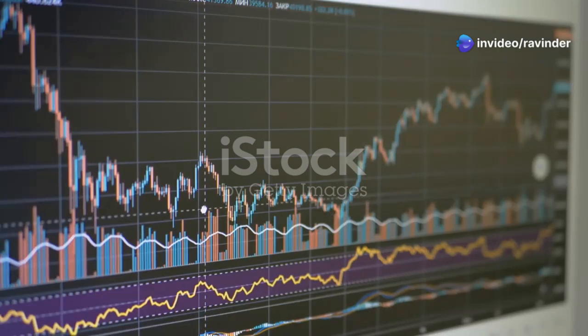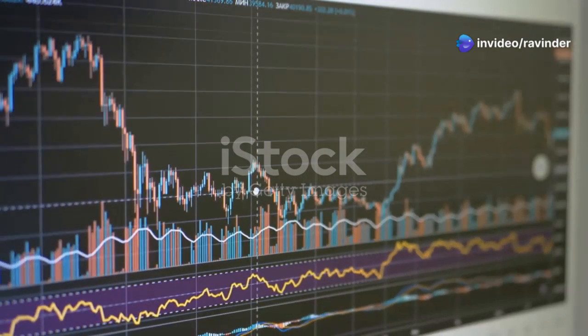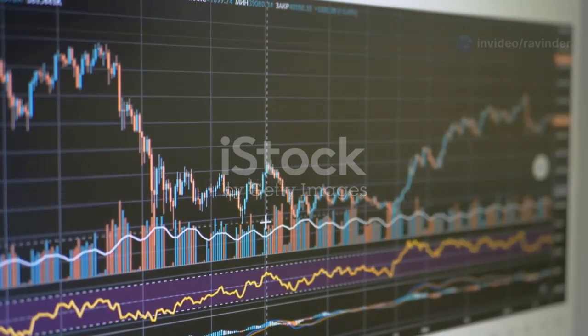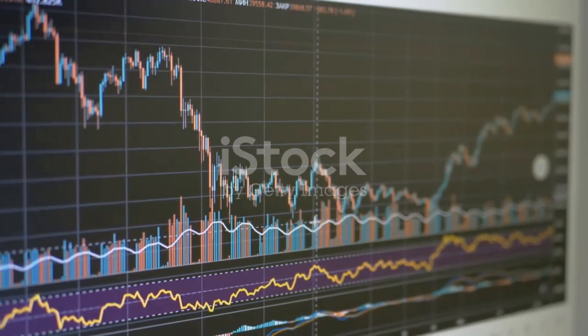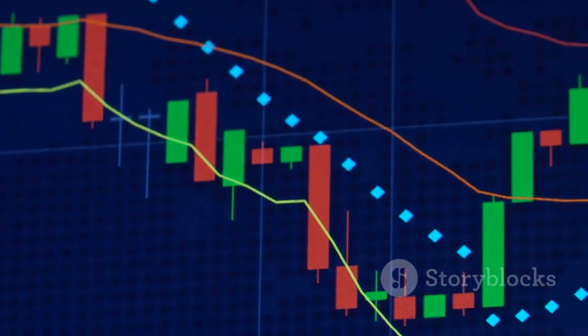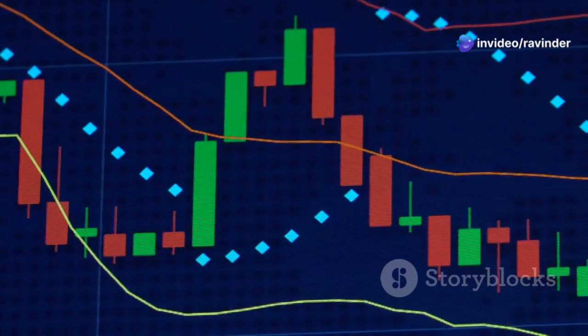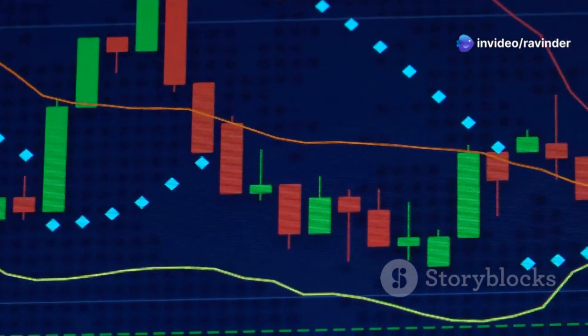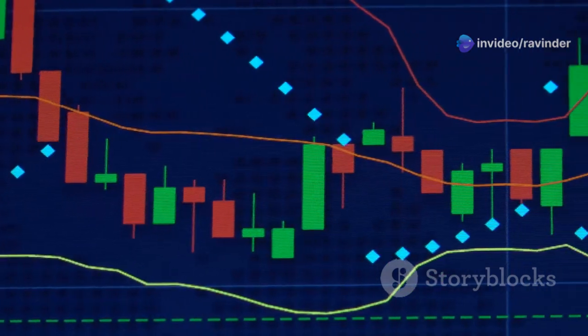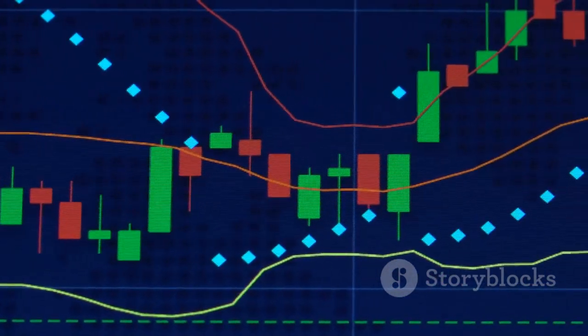The most common type of chart you'll come across is the candlestick chart. It's widely used because it provides a lot of information in a simple, visual format. Each candlestick on the chart represents the price movement of a stock over a specific period, like a day, a week, or even an hour. This allows traders to see the price action and volatility at a glance.